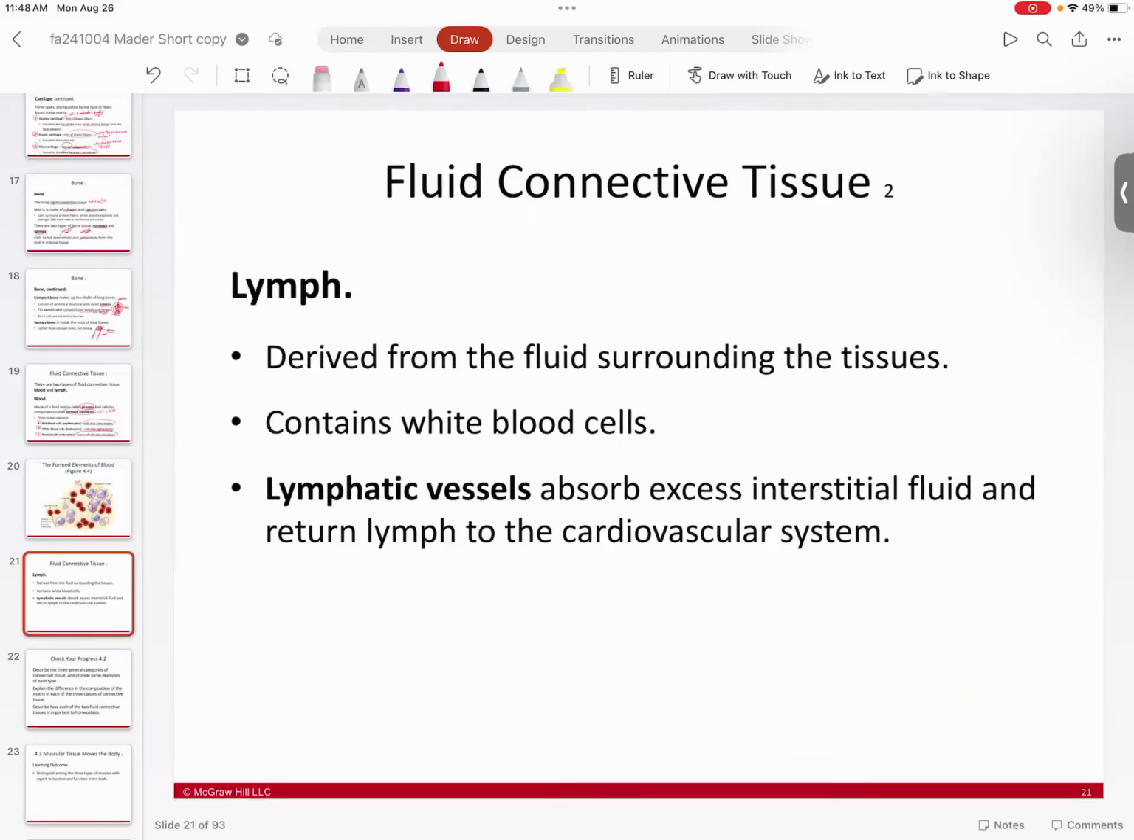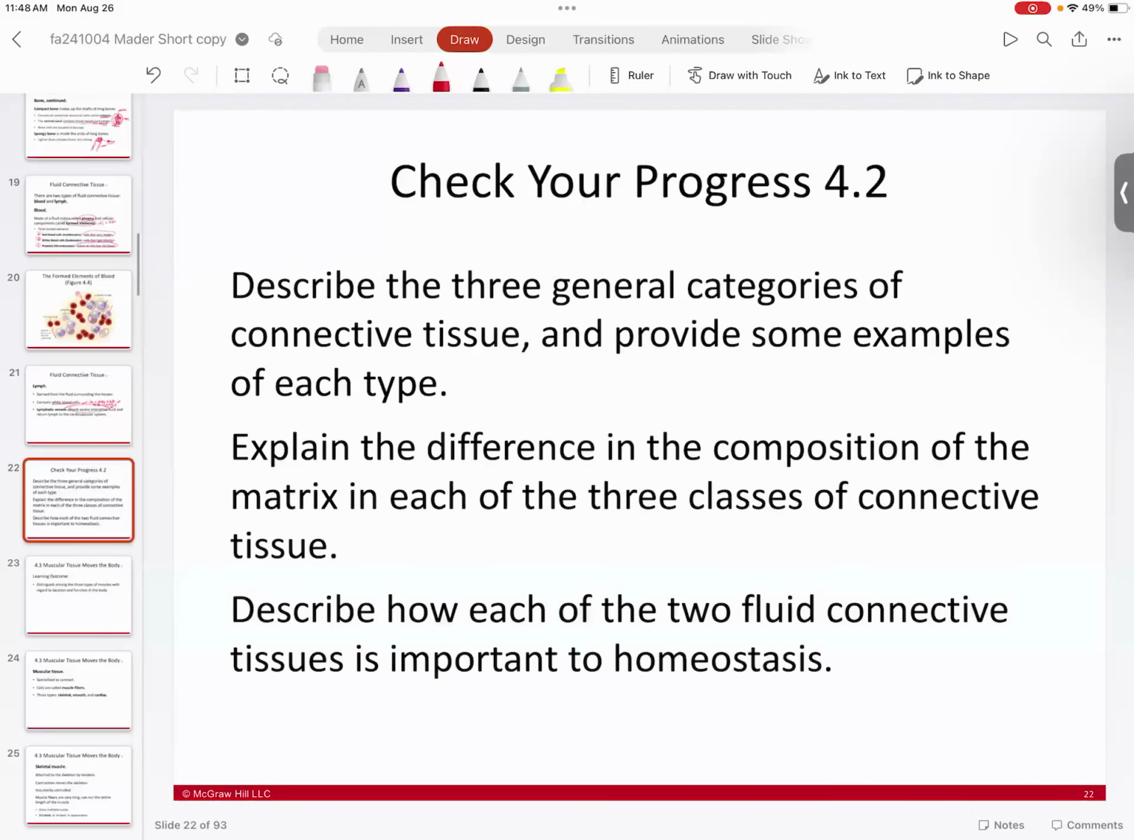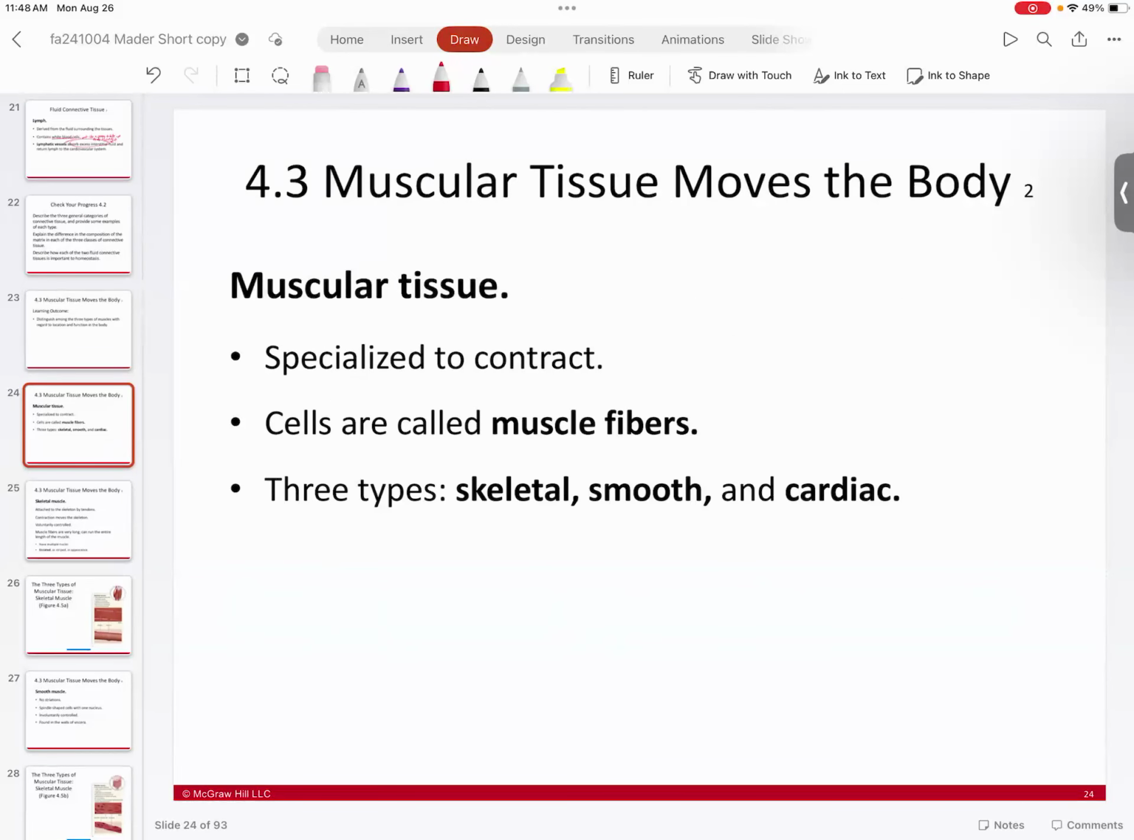Lymph is another type of fluid from extracellular tissues, and it largely contains white blood cells. The lymphatic vessels are important because they act like a sponge, mopping up excess tissue fluid and returning it to the cardiovascular system. So your lymph is actually quite important. Okay, so that is all the connective tissue. Now let's take a look at muscular tissue.